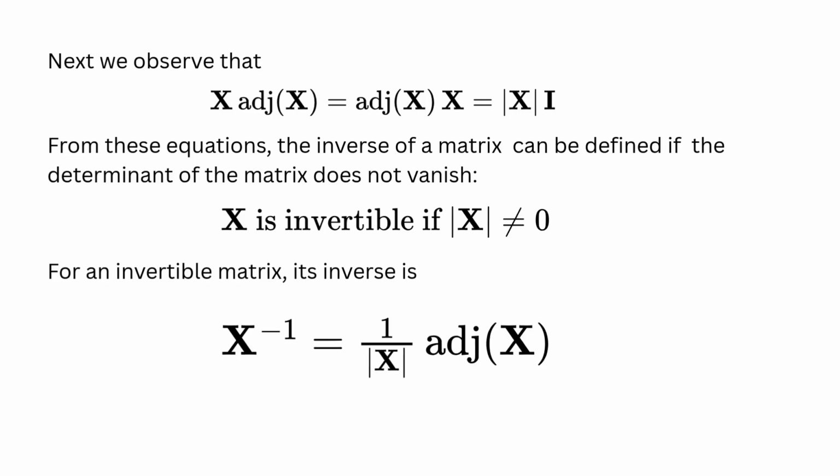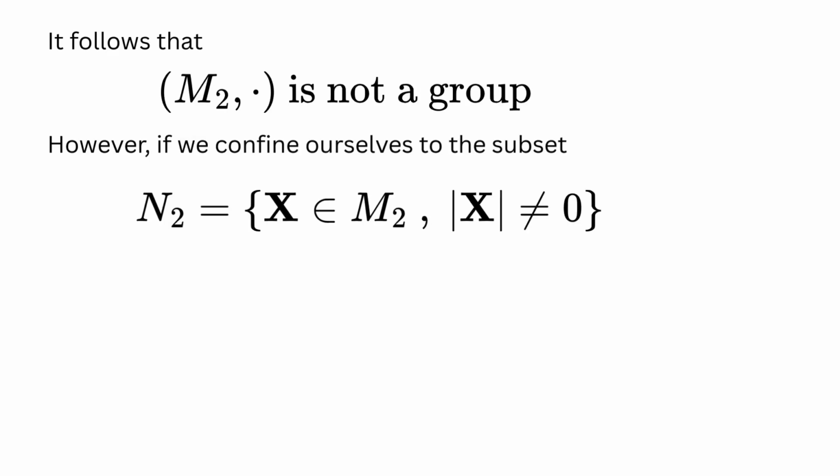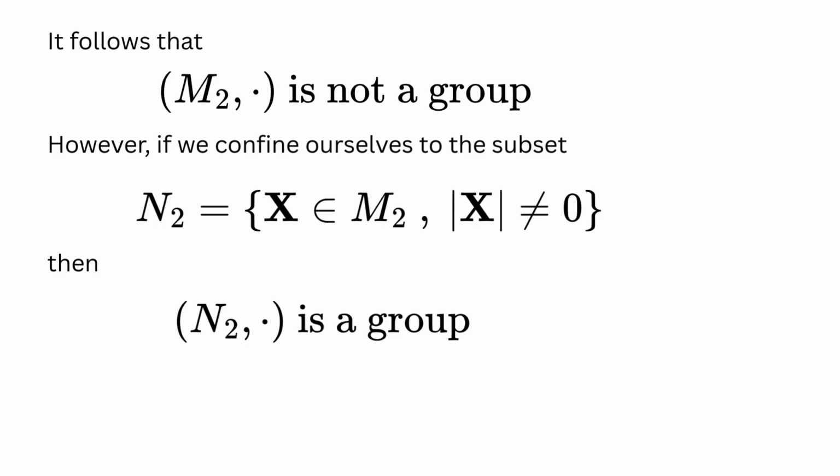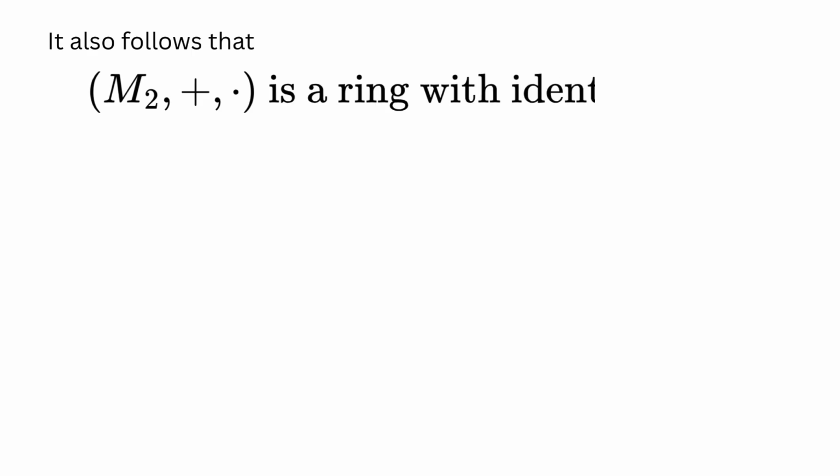From the previous discussion, it follows that the set of all two-dimensional square matrices endowed with the Cayley multiplication is not a group. However, if we confine ourselves to the subset of invertible matrices, then it is a non-commutative group. Now, looking at the set of two-dimensional square matrices endowed with the operations of matrix addition and Cayley multiplication, we see that it is a ring with identity. However, it is not a field since not all non-zero matrices have multiplicative inverses.